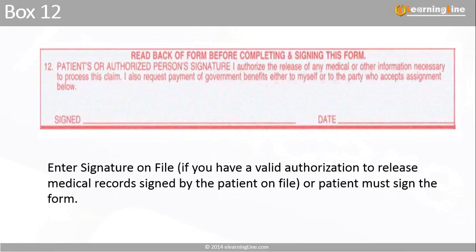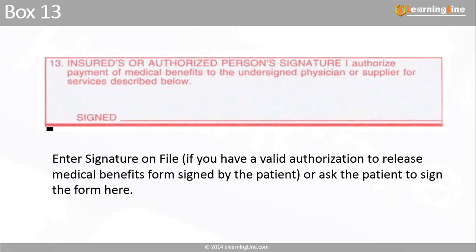And then you sign it. So moreover, you are accepting their terms and conditions. That's what it is. Enter the signature on file, and the patient must sign the form to make sure that you are accepting and abiding by all these clauses in the form. Then you have the same here also, insured or authorized person's signature. So by signing it, you are accepting all the terms and conditions unless notified or noted or an amendment is made in the master contract.